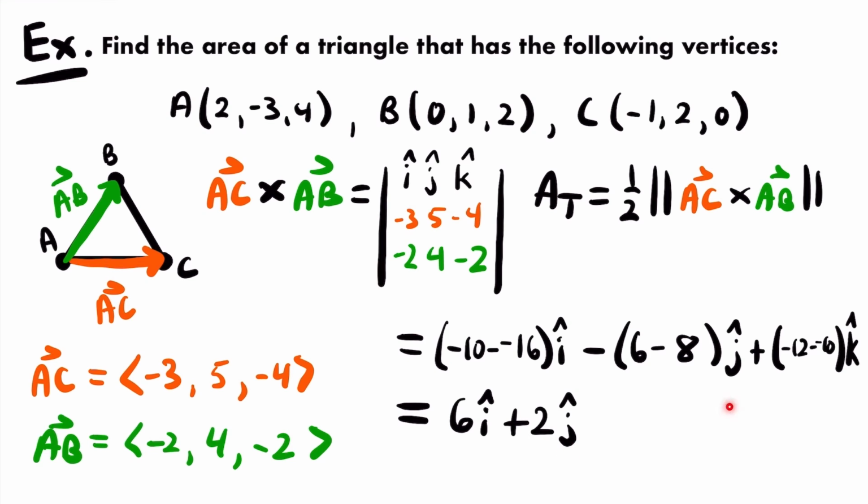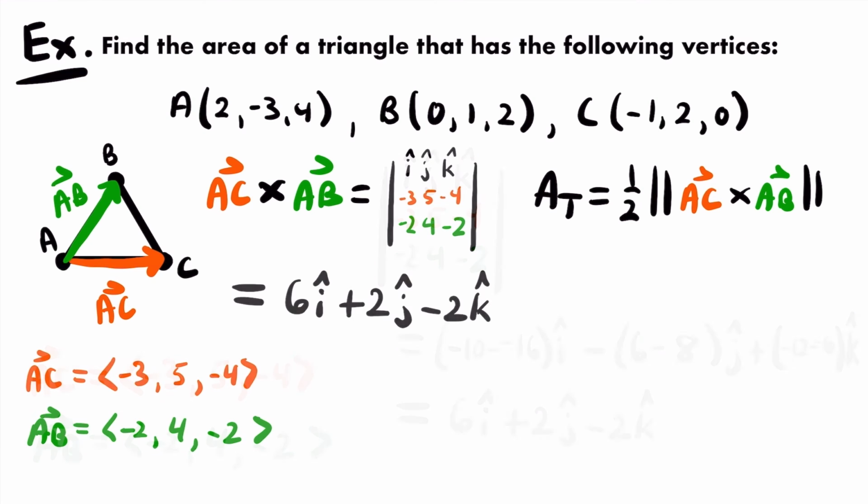And then finally, we have -12 minus -10 times k. -12 minus -10 is the same as -12 plus 10, so we'll have -2 times k. All right, so we'll have -2k. And now we have the vector that results from the cross product of vector AC and vector AB. We can now use this vector to calculate the area of this triangle. We just need to find the magnitude of that vector and then multiply by 1/2.